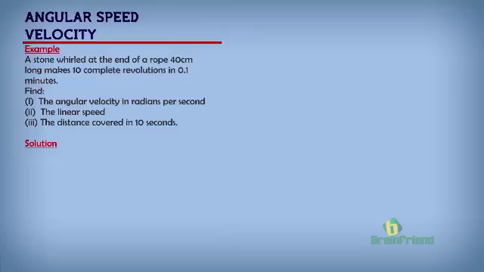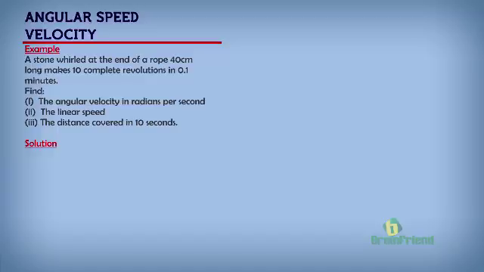Let's look at a simple example to be able to understand angular speed and angular velocity. A stone is whirled at the end of a rope 40 cm long and makes 10 complete revolutions in 0.1 minutes. What are we to do? We're to find 1, the angular velocity in radians per second, 2, the linear speed, and 3, the distance covered in 10 seconds.